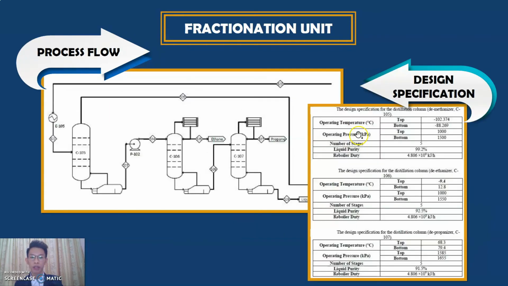And after the dehydration unit, the natural gas stream will flow through the fractionation unit, where the heavy hydrocarbons will be separated into individual products by distillation. Demethanizer, deethanizer, and depropanizer are the three fractionation units proposed, where methane, ethane, and propane could be separated accordingly based on their boiling points. And these tables show the operating conditions for the fractionation process units.